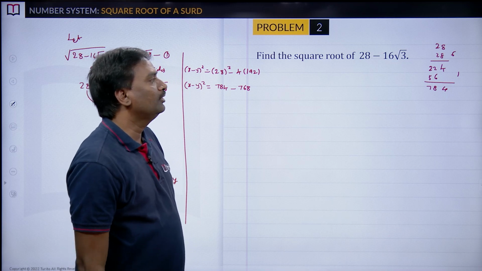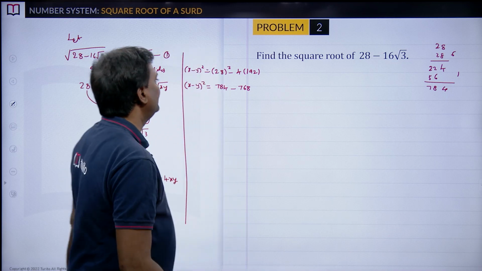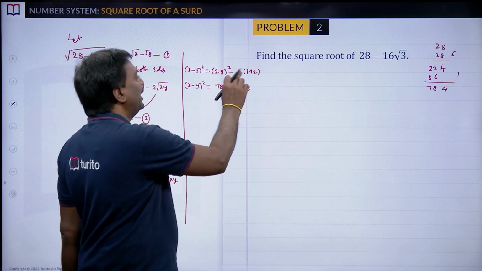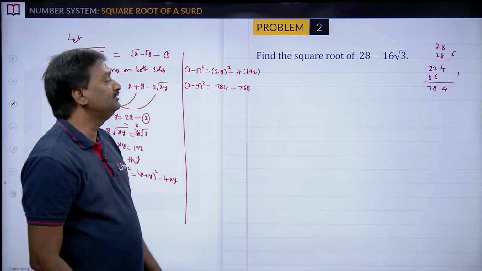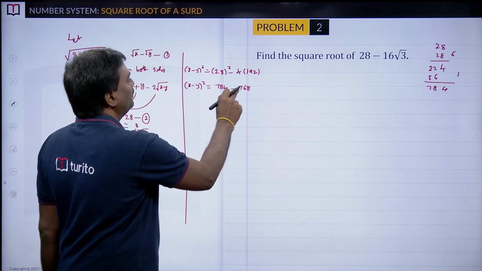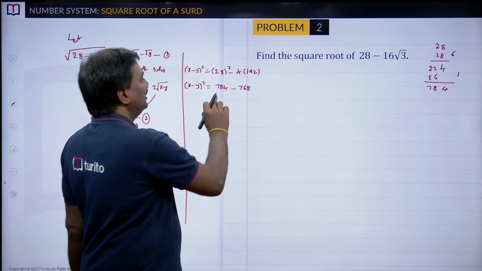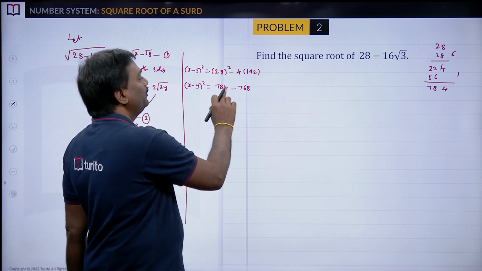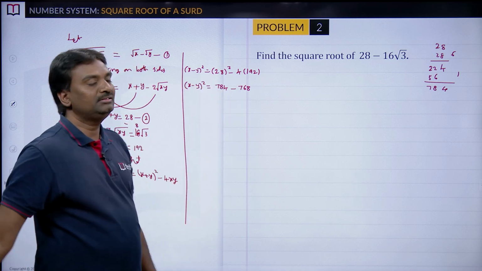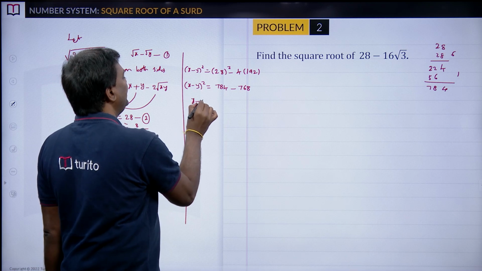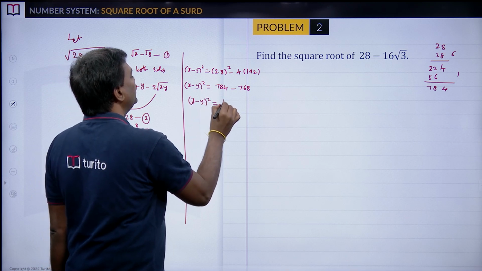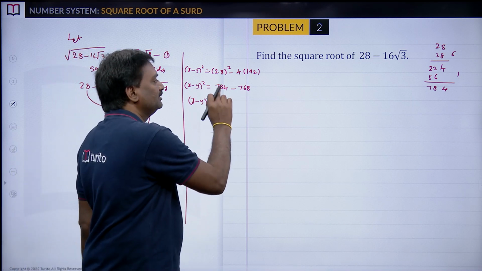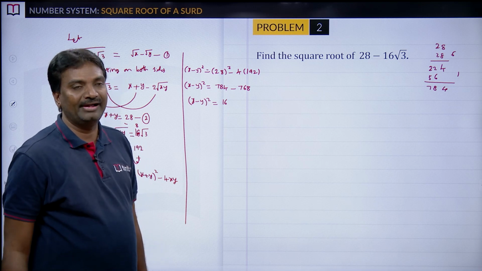So we got 4 into 2 plus 6 into 8, 2 plus 5 is 7, that is 784. So in place of 28 whole square we can write 784 minus 4 into 192, that is 768. By simplifying 784 minus 768, you will get 16. So you will get x minus y whole square equal to 16.